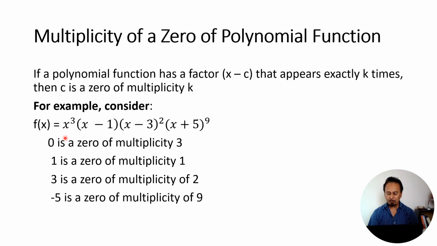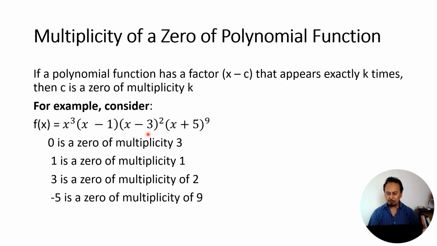We have f of x equals x cubed times x minus 1 times x minus 3 squared times x plus 5 to the 9. You can notice if I set x cubed to 0 and solve for x, I get x equals 0. Now 0 is coming from x cubed and its power is 3, so we can say 0 is a zero of multiplicity 3. Now if I set x minus 1 to 0, you get x equals 1, and the exponent of x minus 1 is 1, so we can say 1 is a zero of multiplicity 1.